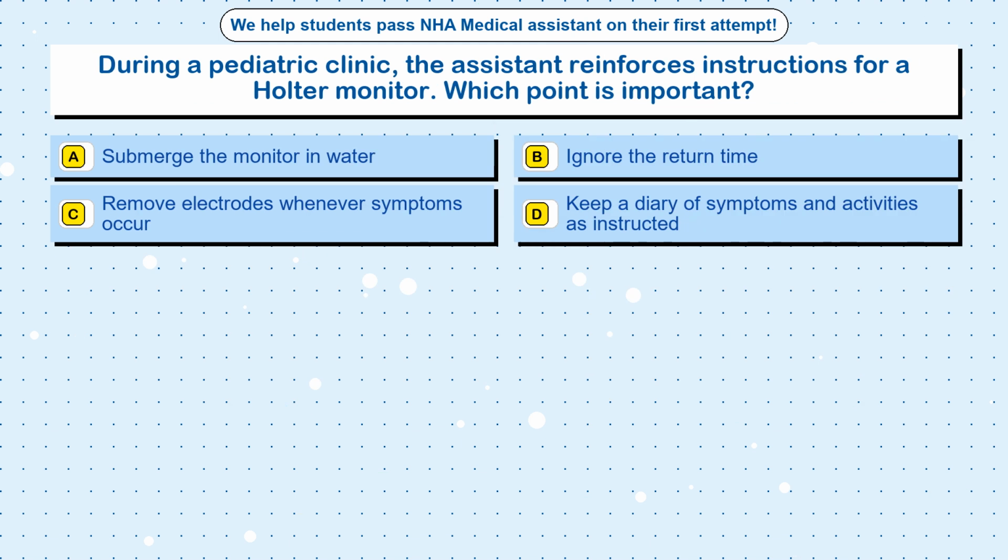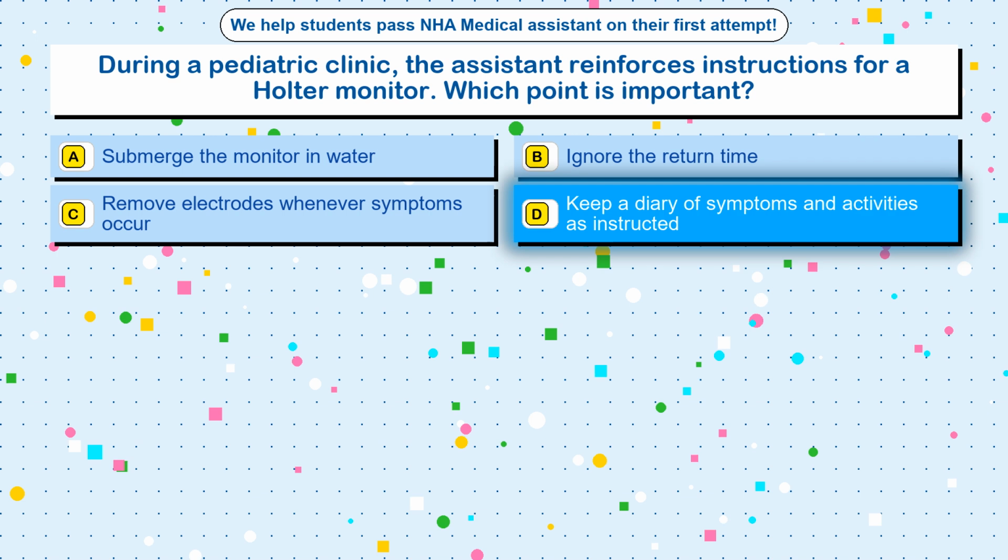Question 43. During a pediatric clinic, the assistant reinforces instructions for a Holter monitor. Which point is important? Option A, submerge the monitor in water. Option B, ignore the return time. Option C, remove electrodes whenever symptoms occur. Option D, keep a diary of symptoms and activities as instructed.